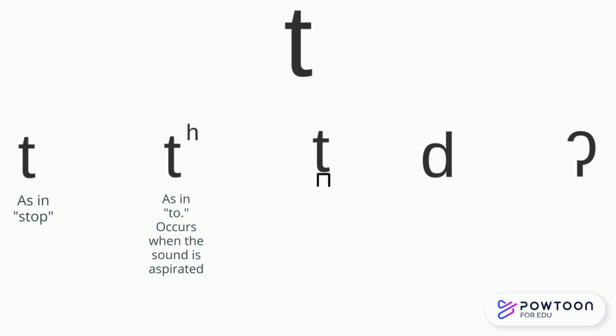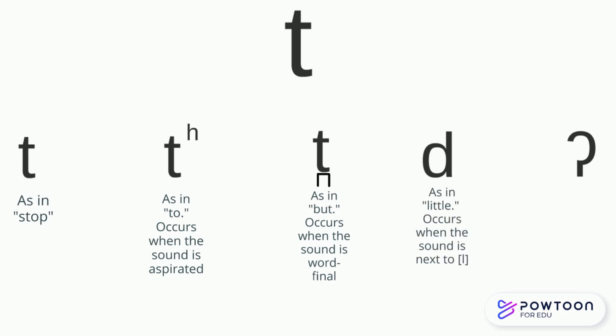There's also a T sound in the word but, which sounds like an unreleased plosive. But this T happens when it's the final sound in the word. Then there's the T sound, which actually comes out as a D or flap when occurring before the L sound. And finally, there's a T sound which comes out as what's called a glottal stop. This happens when it's next to the N sound in the final syllable of a word.